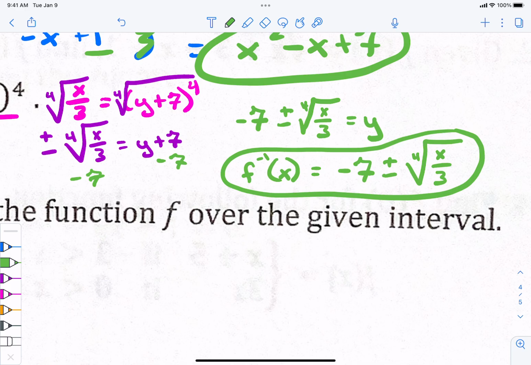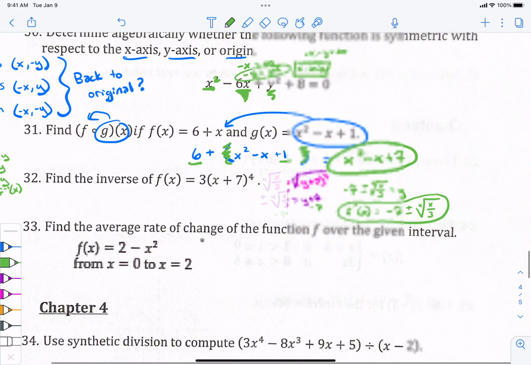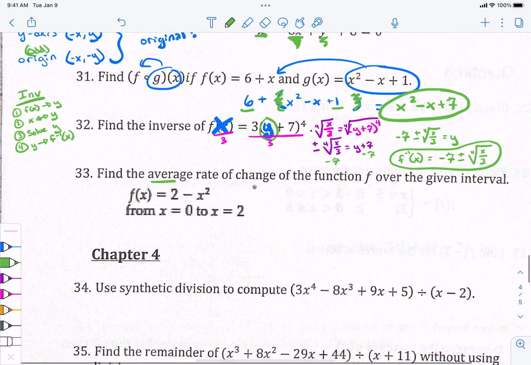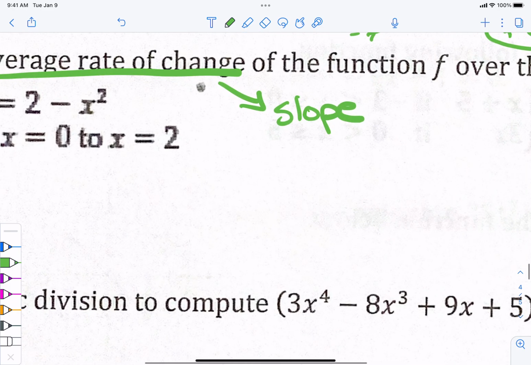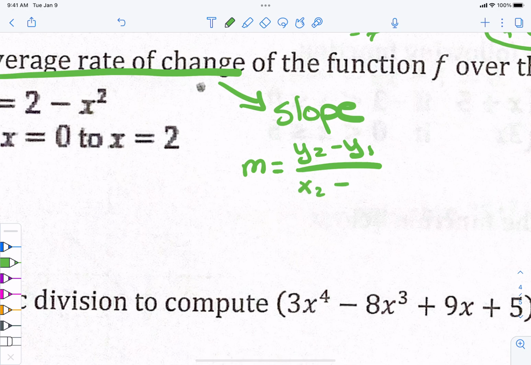Yuck. Good, good. Okay, one left. Average rate of change. What does average rate of change mean? Slope. Average rate of change is slope. Okay, how do you find slope? y2 minus y1 or y1 minus y2. It doesn't really matter what order you subtract them in. They just always say y2 minus y1 over x2 minus x1. Okay, that's how I find slope.